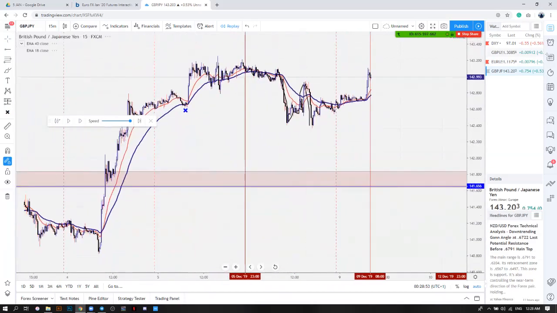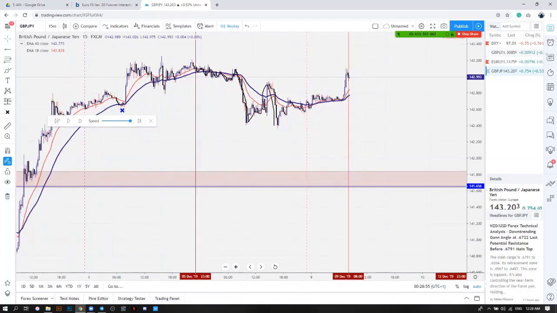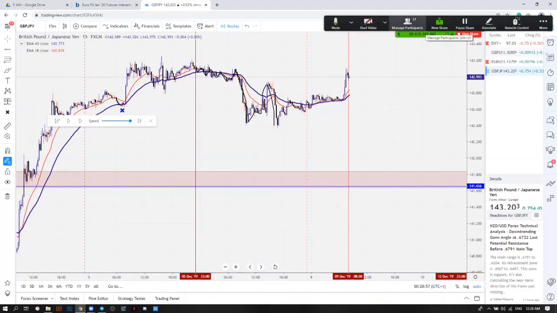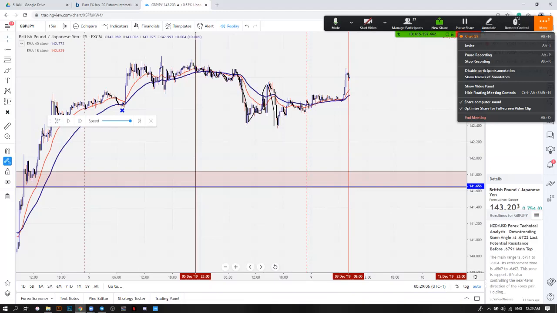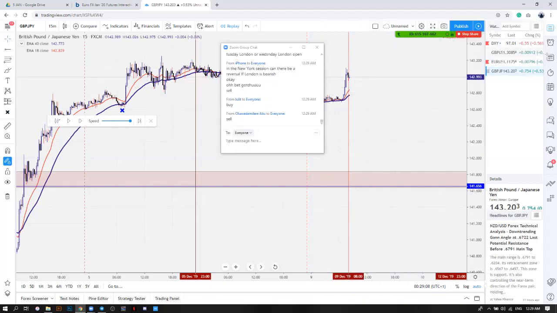Now, question: are you going to buy this market or are you going to sell the market? Are you buying or selling? This is tricky. Let's see what people are going to say. Buy, okay. Now, don't just tell me you're going to buy or sell. Tell me why you're buying and why you're going to sell.